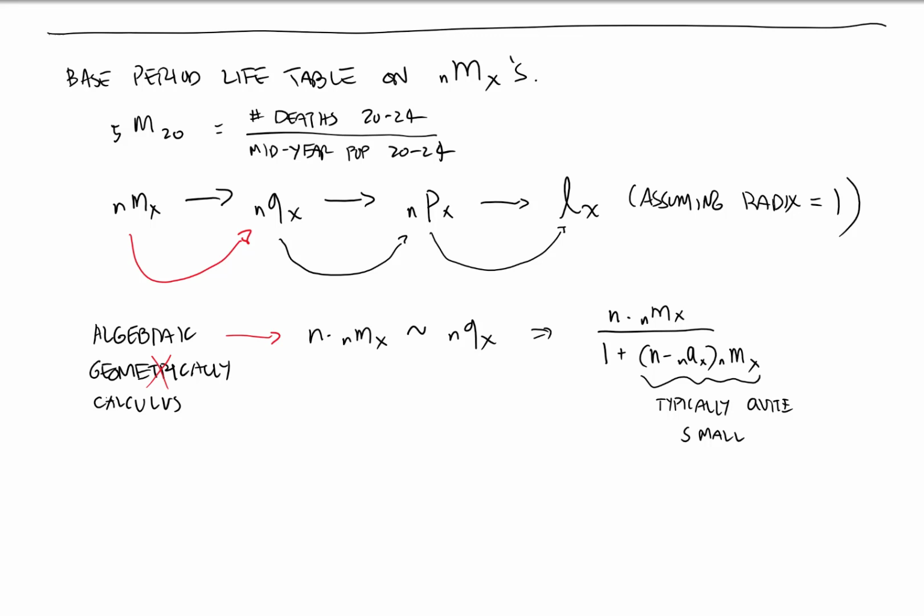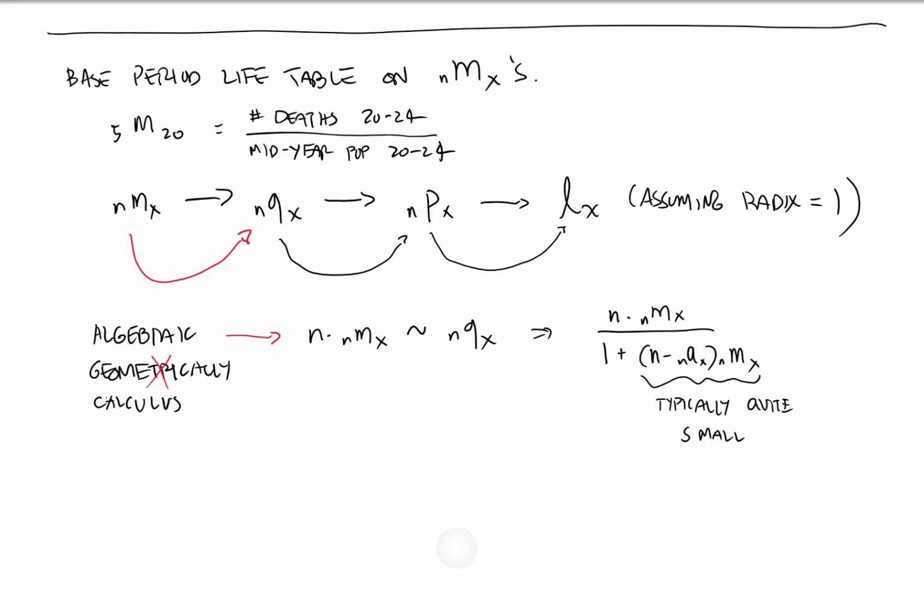The only time when it's not is when nax, remember that's the number of person years lived by those who died, is typically n over 2, so that term looks like n times nmx over 2, 1/2 of n times nmx. So nmx, our mortality rates, are typically relatively small. So that's 1 plus a small number. That means the correction in the denominator is relatively small.